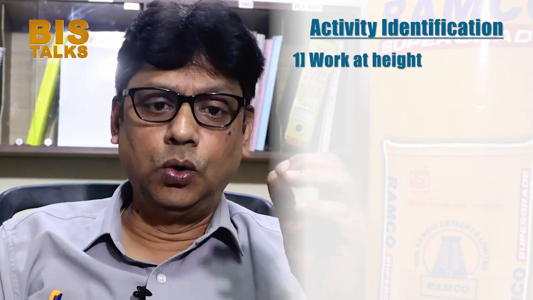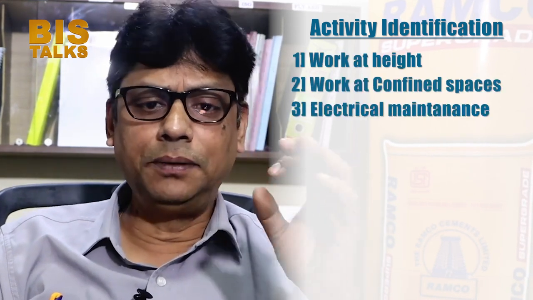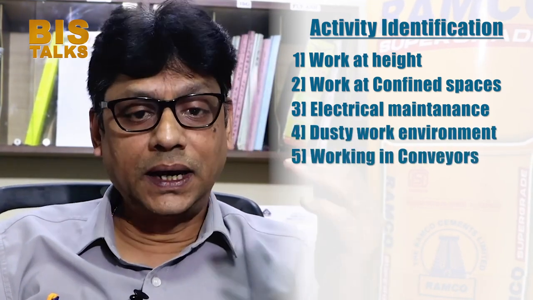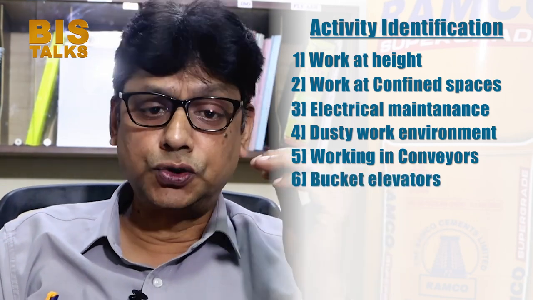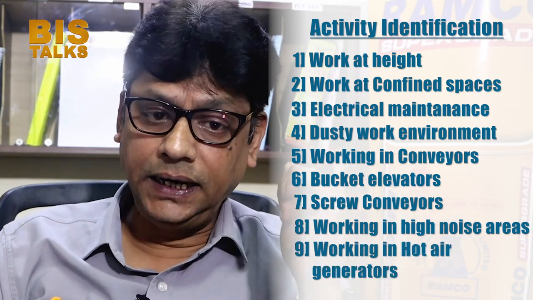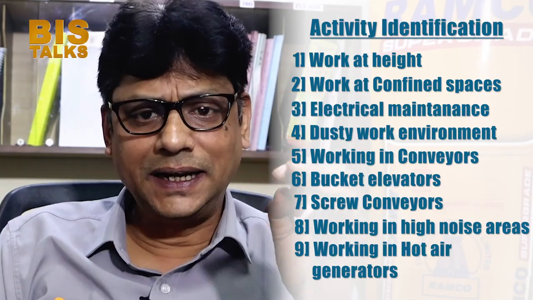As a result of the hazard identification and risk assessment, activities like work at height, work in confined spaces, electrical maintenance in HT lines and equipment, dusty work environment, working in conveyors, bucket elevators, screw conveyors, working in high noise areas, silo decoating and cleaning, working in hot air generator, were known to be possessing medium to high risk. We have introduced lock out, tag out, that is LOTO, and stringent line clearance procedures and work permit system.